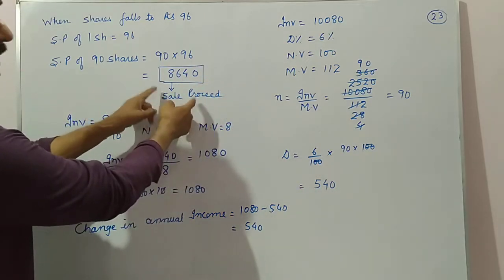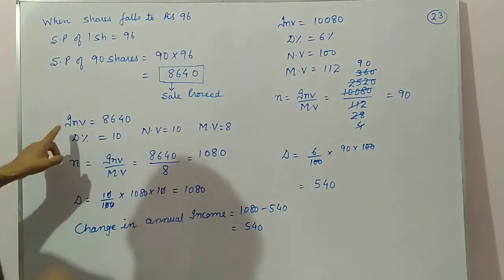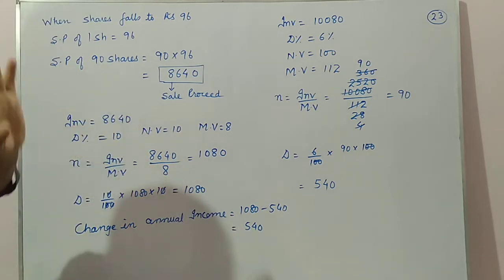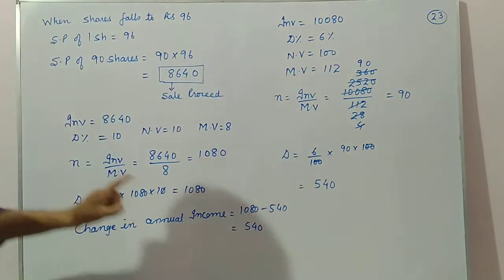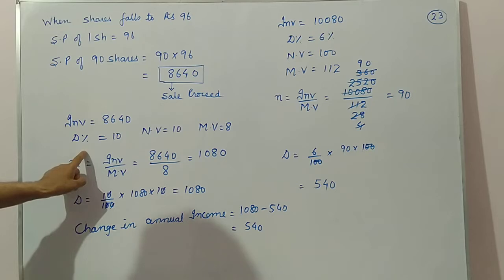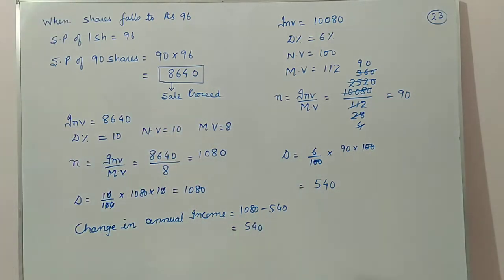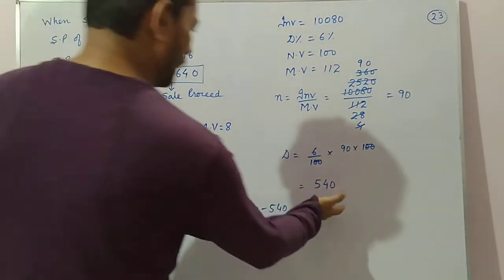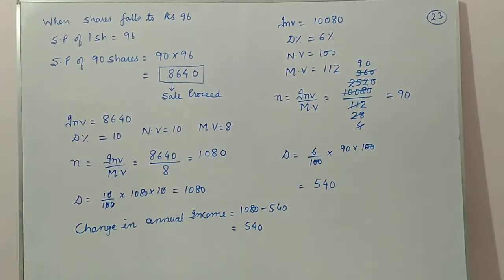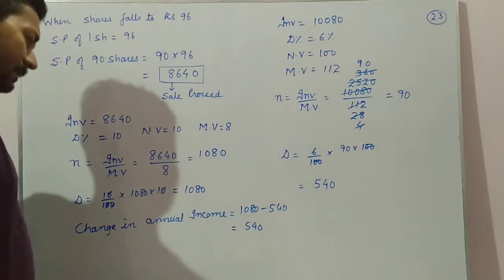He invested the sale proceeds, this is the second part. Investment will become 8,640. Dividend percent for the second part is 10%, nominal value 10, market value 8. Again find the number of shares, again find the dividend. You are getting 1080. So the initial income was 540, now the income is 1080. So the change in the income is 1080 minus 540, that is 540.